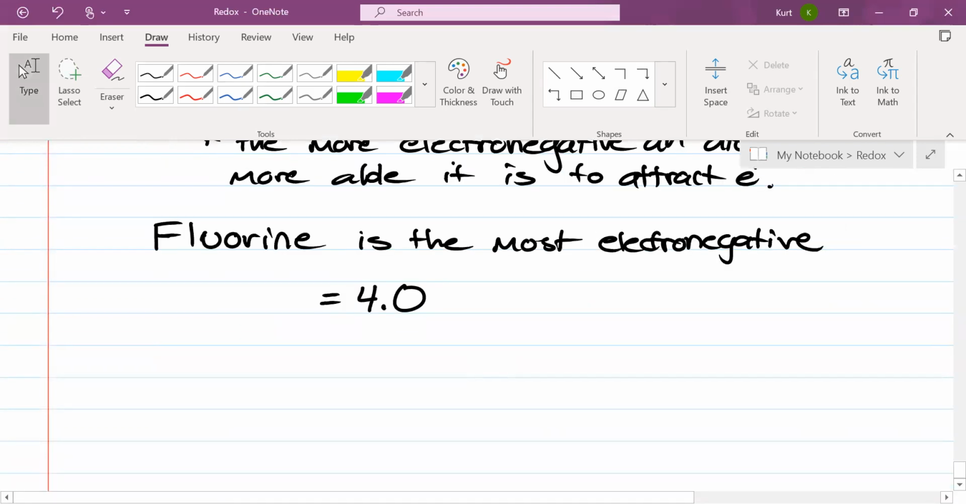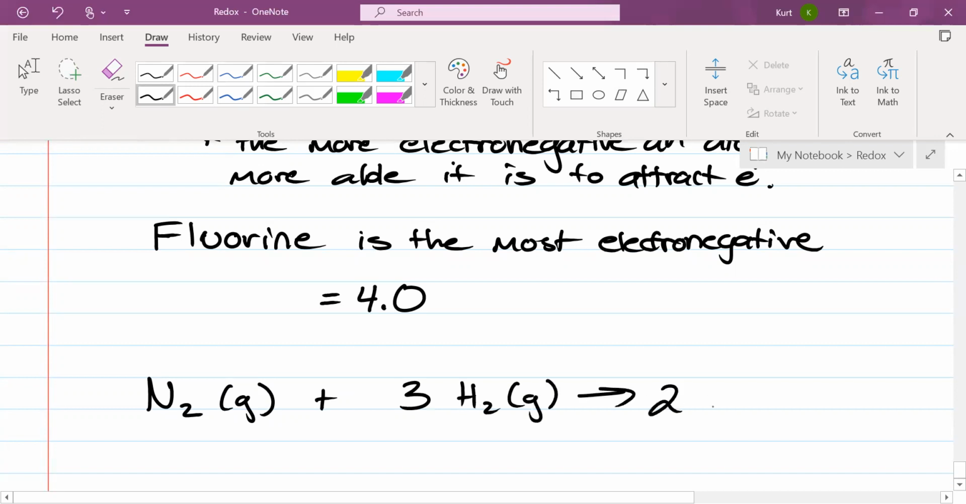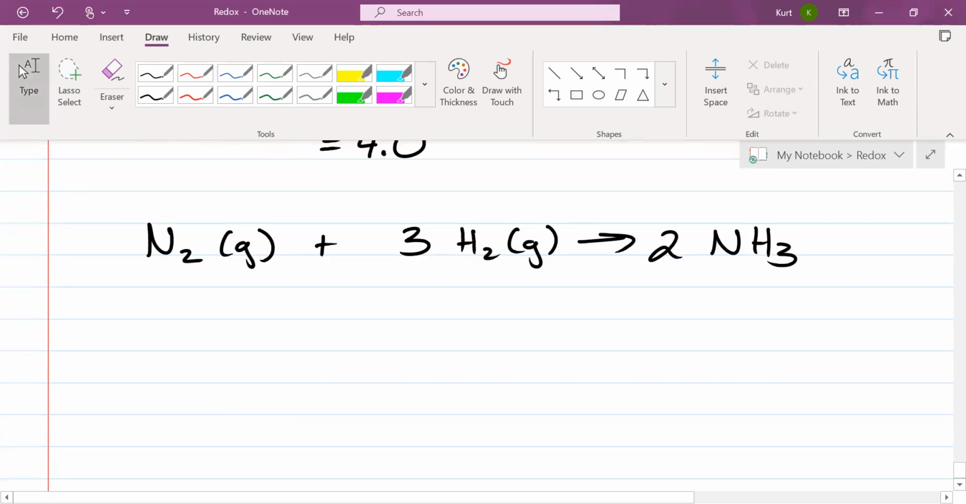I'm bringing this up because what we did yesterday was ionic compounds. You can also have electronegativity when it comes to molecules. So for example, nitrogen gas and hydrogen gas yields ammonia. These are all molecules. I can tell that they are molecules because you have nonmetals bonded to nonmetals. Nitrogen bonded to nitrogen, hydrogen bonded to hydrogen, and then nitrogen bonded to hydrogen. But I want to know what is being oxidized and what is being reduced. That is the goal here.